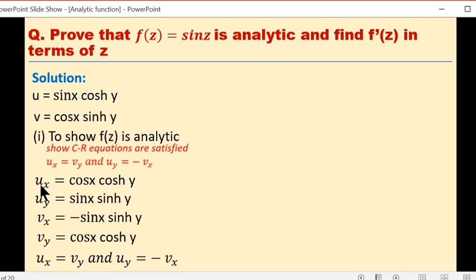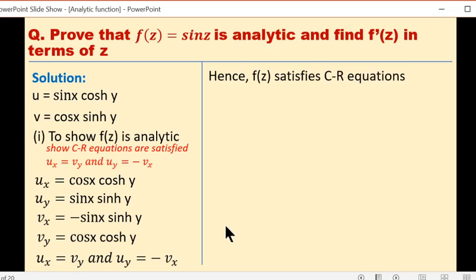Now we have to check ux with vy. Check: cos x cos hyperbolic y, cos x cos hyperbolic y, so these two are the same. Check uy and vx: sin x sin hyperbolic y and minus sin x sin hyperbolic y, so these two are negatives of each other. So uy is equal to minus vx.